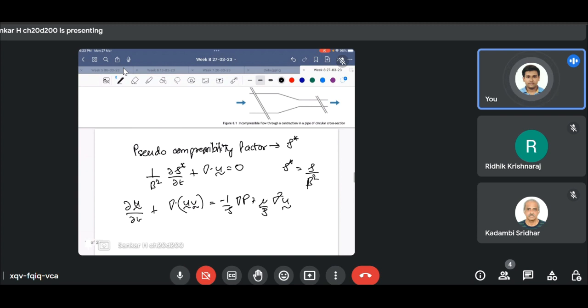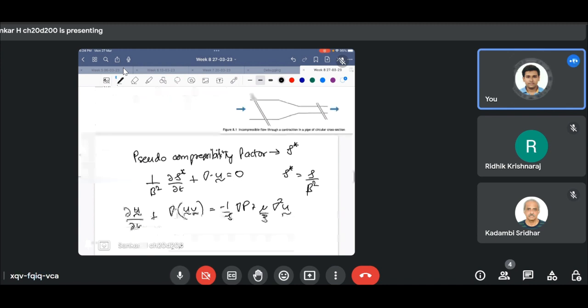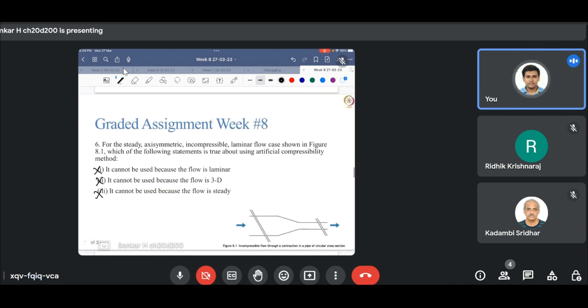So yeah, we can use this for the steady state problem. We can use this if the flow is laminar, and we can use it if the flow is three-dimensional. So all these three statements are in fact found to be wrong.